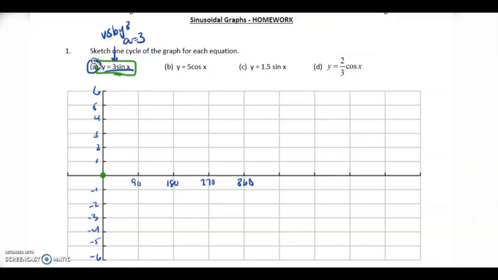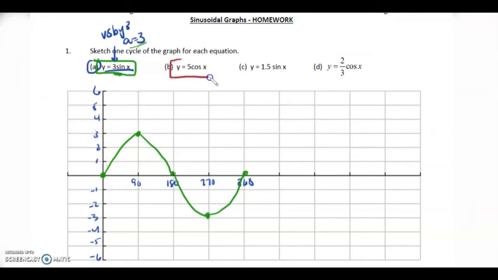I'm going to do this one in green. Sine starts at the origin, and because now we have an amplitude of 3, we go up to 3. Then we go down 3, and we go down 3, then we go up 3. So the maximum is going to be 3, the minimum is going to be -3.